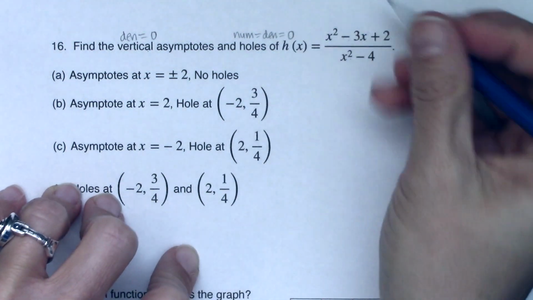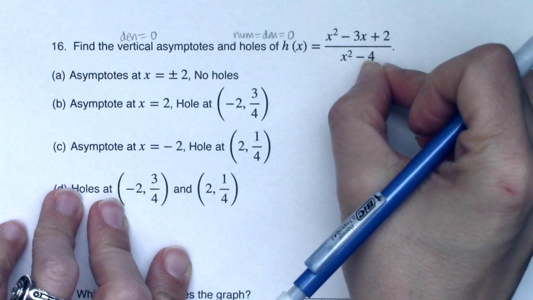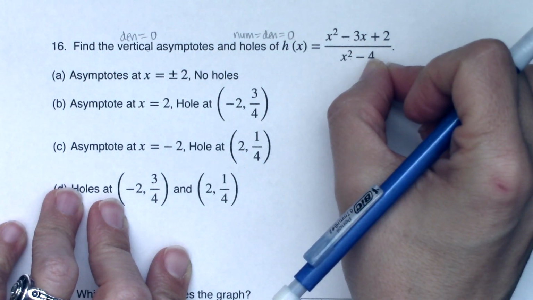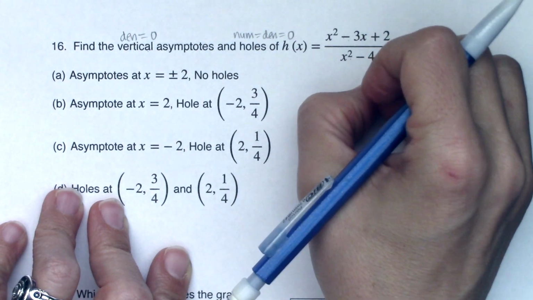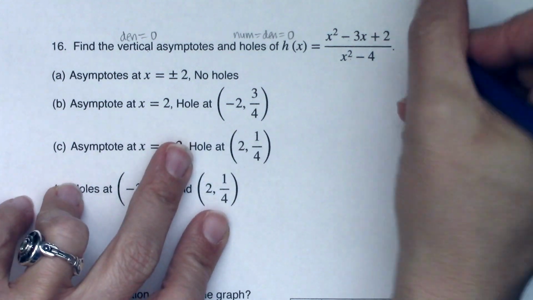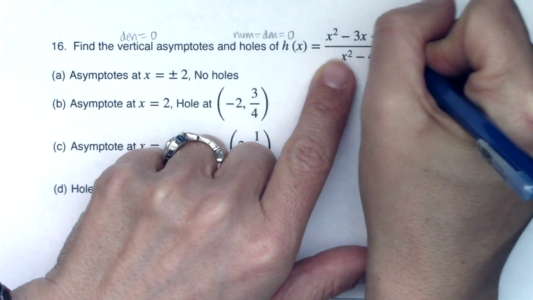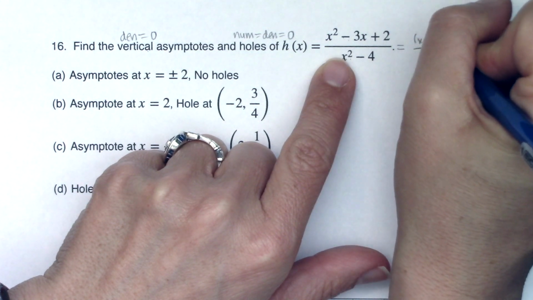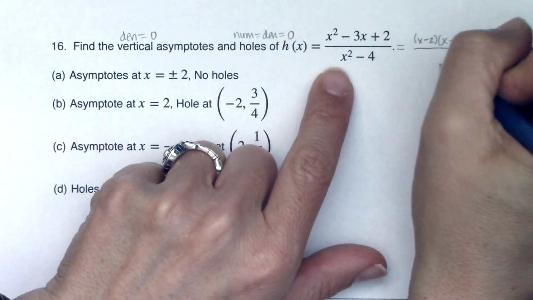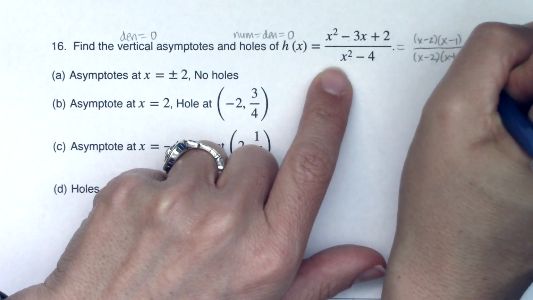Or another way of saying that is we're going to factor this in a moment. Any factor that is only in the denominator will be a vertical asymptote. And any factor that is in both the numerator and denominator, that's where the hole will live. So let me go ahead and factor this rational function. All right, so two numbers that multiply to positive 2 but add to negative 3 are minus 2 and minus 1. This is a difference of squares, so we've got x minus 2, x plus 2.